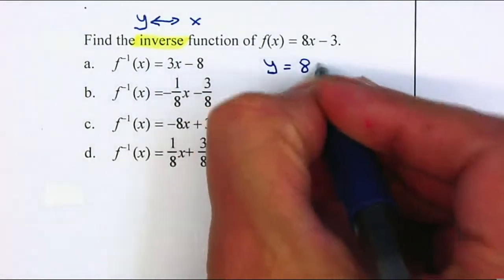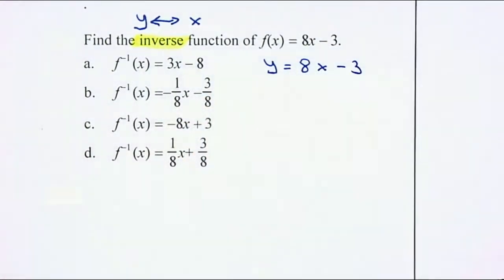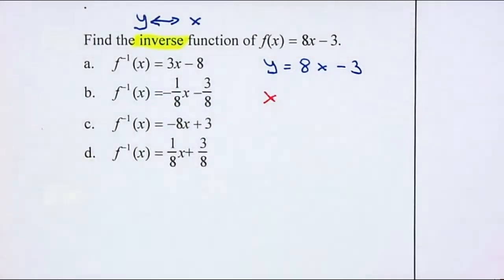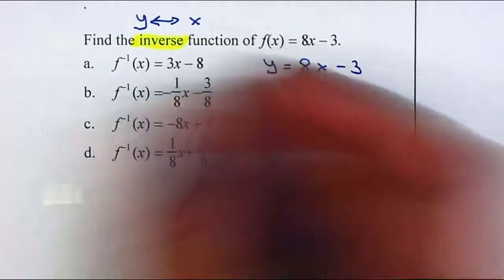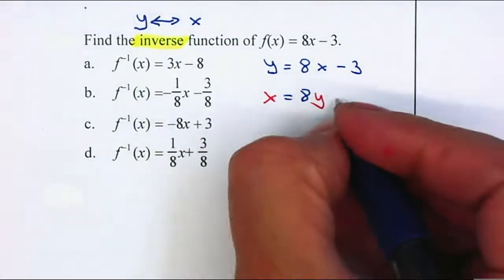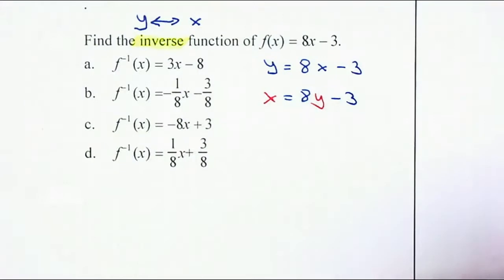So let's go and rewrite it. But instead of f of x, we're going to write down the y. And now, the y becomes an x, and the x becomes a y. And now the only thing that we need to do is to be able to leave the y by itself.